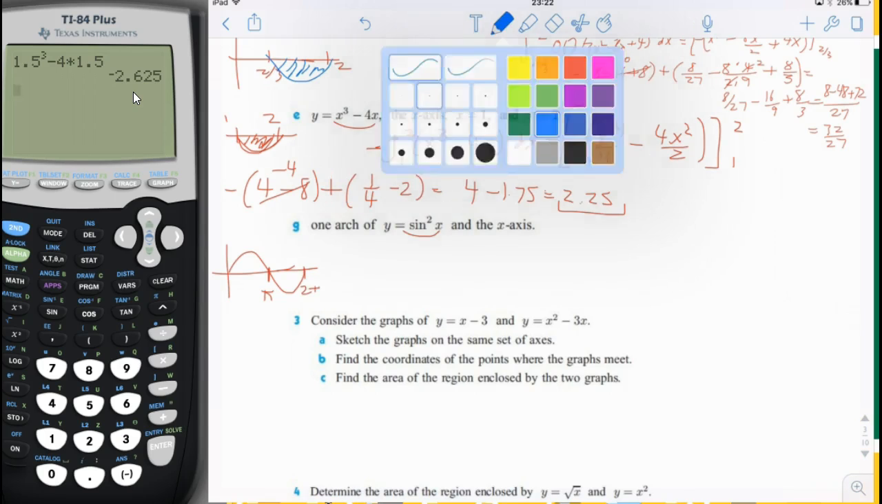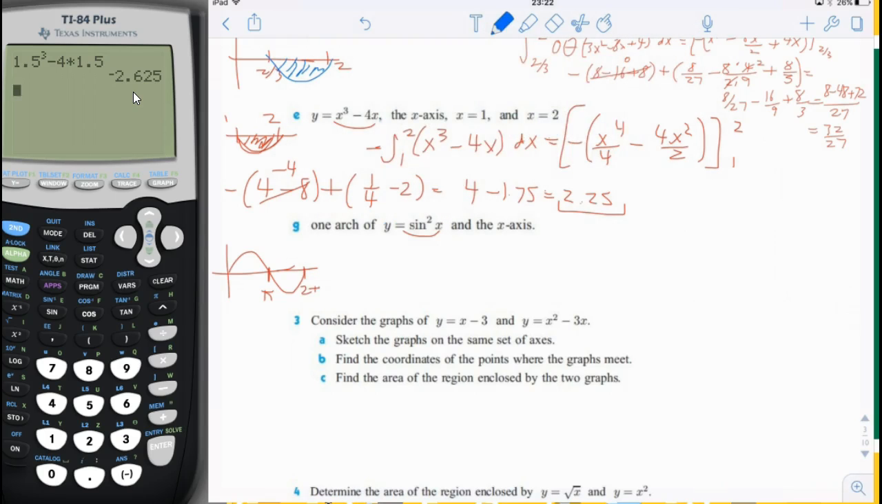What does sine squared look like? Well, it's also a sine wave, but it's always positive. It looks kind of like that. So one arch of sine squared is like this part here. So one arch of sine squared goes from 0 to pi.